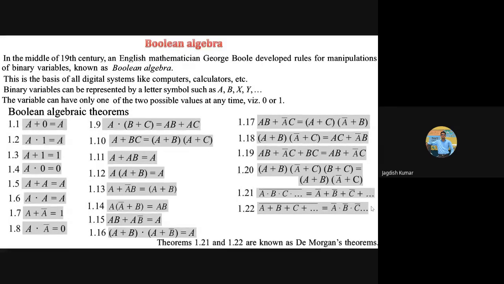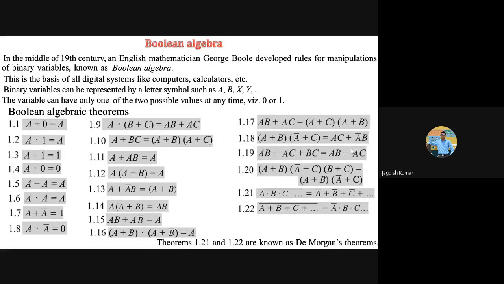These two last theorems, 1.21 and 1.22, are called De Morgan's theorem. You should remember, these are very important theorems. We shall be using them in the coming slides. So I hope you have written down these Boolean algebra theorems in your notebook.